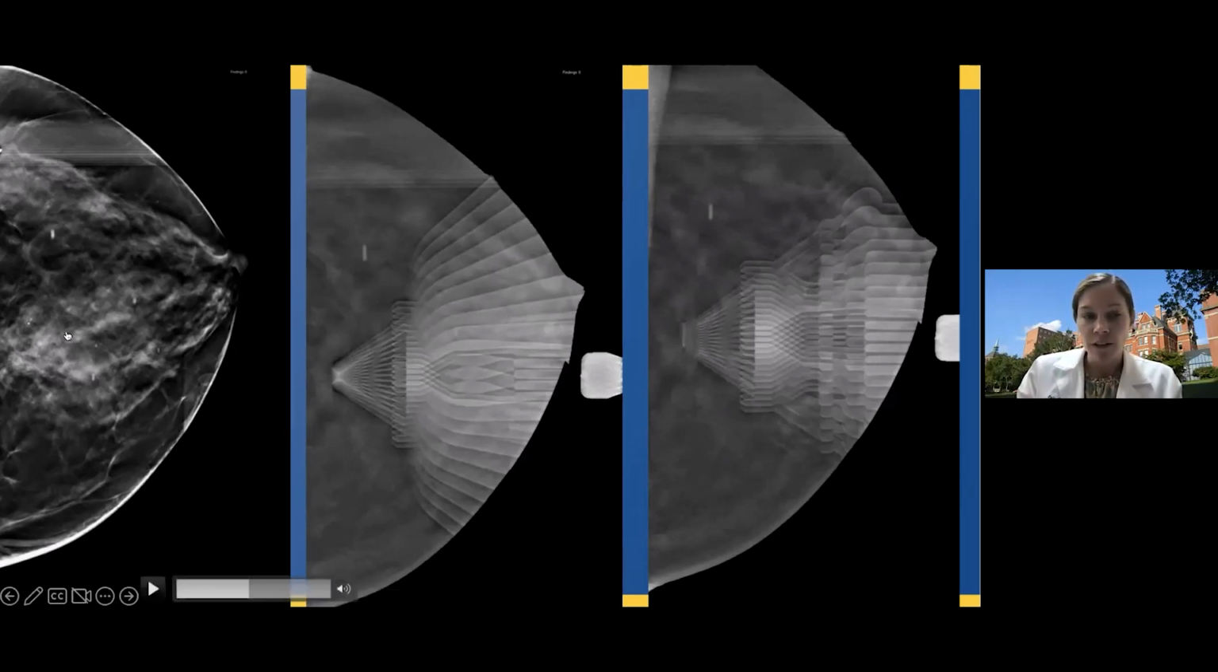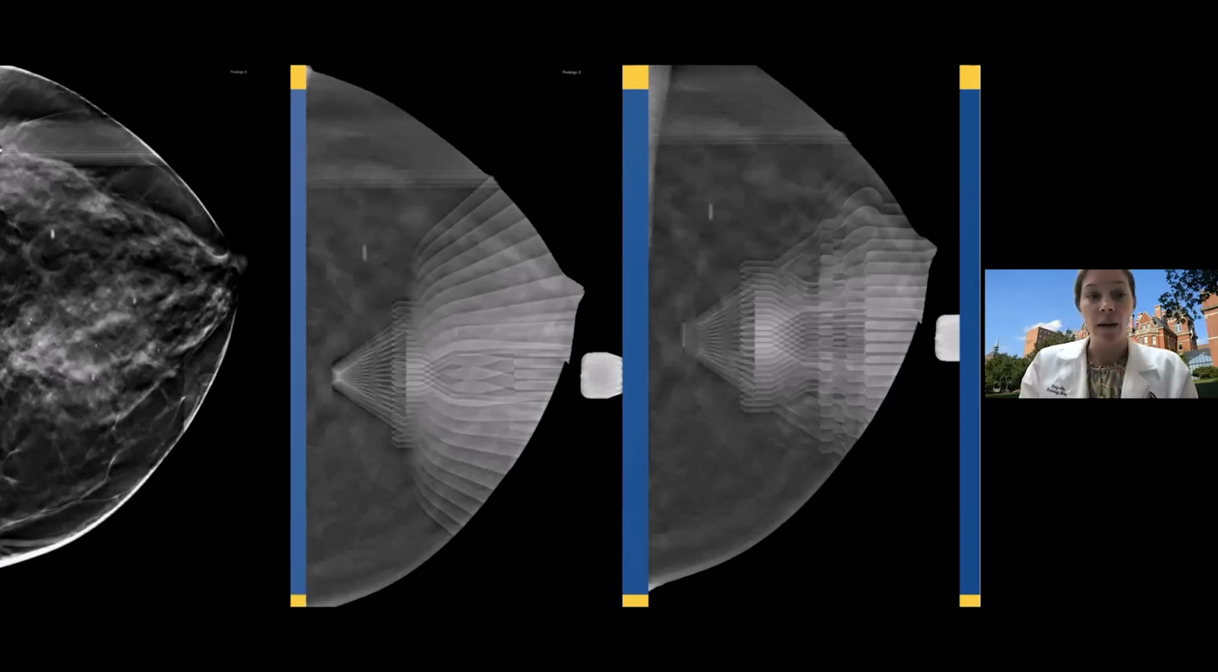This is different from the stereotactic cases where we take angled images, and then the computer software will use geometry to determine what the Z axis is, or how far in we have to put the needle, by using those angled images and where the finding is on those angled images.